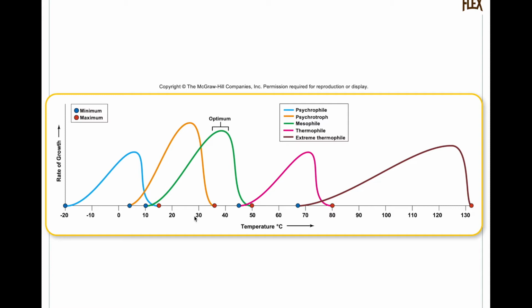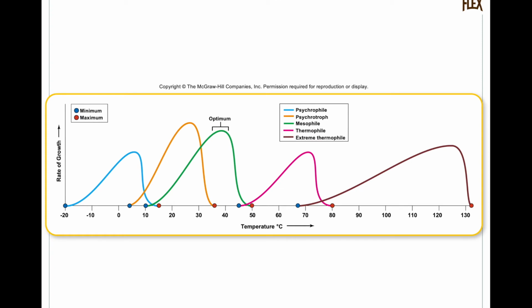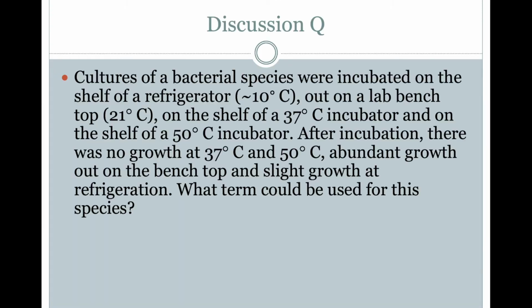So do these psychrotrophs grow at 37? No. Do they grow at 50? No. Can they grow at 10 degrees? Yes, but very poorly. Does that fit with our scenario that we've just described? Yes. Oops, we're already here, right? That fits perfectly.